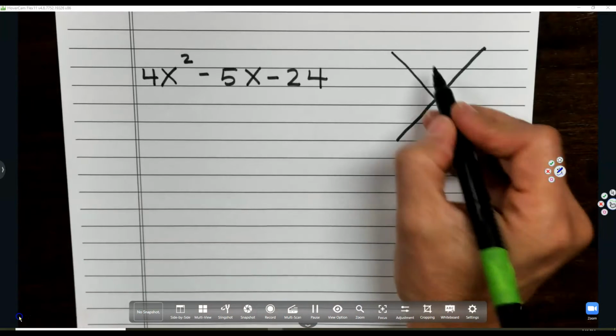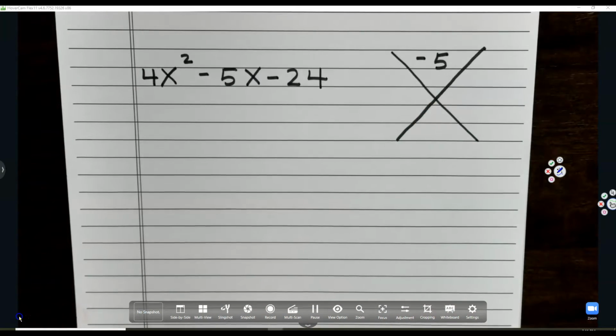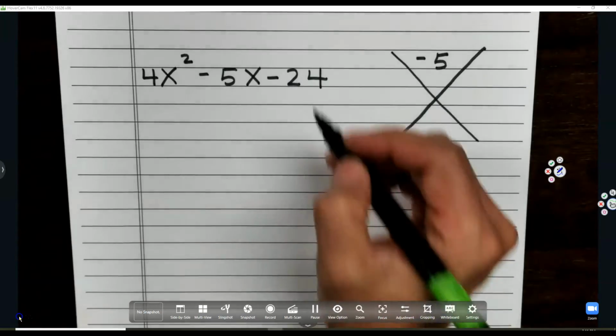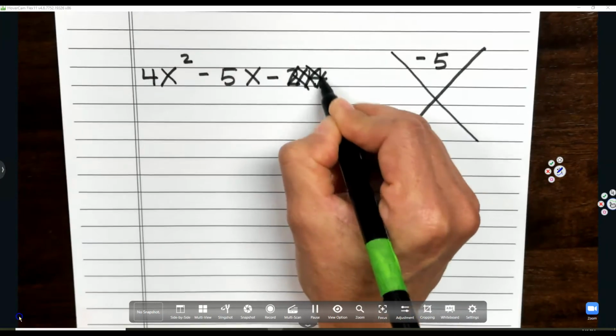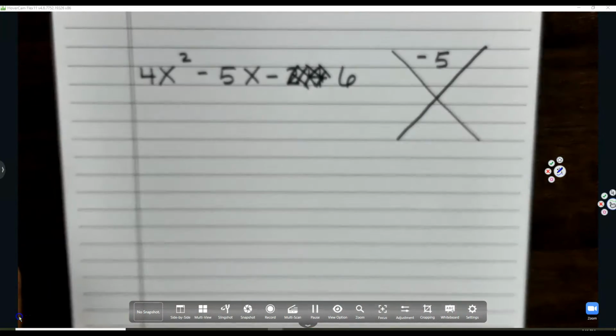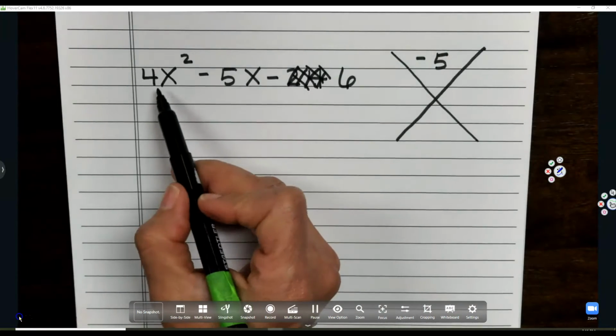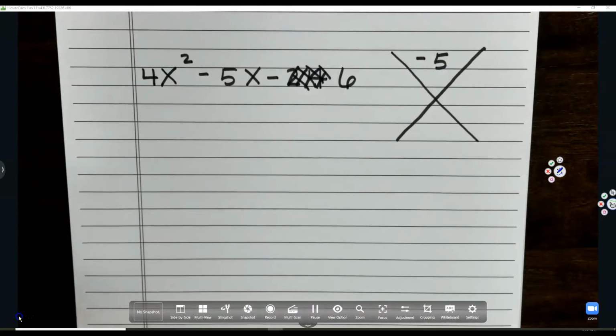I'm still putting -5 at the top. Oh, I did mess up. Dang it. Will you please cross out the 24 and write a 6? I'm so sorry. Your problem should say 4x squared minus 5x minus 6. I'm really sorry. Did y'all fix it? Okay.